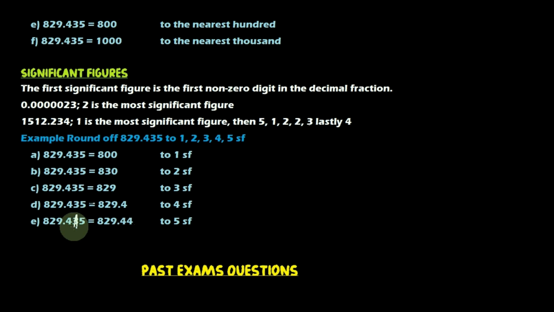Fifth significant figure. 3 is the fifth significant figure. We look at the number on the right. The number on the right is what? Is 5. 5 rounds up, therefore 3 becomes 4.